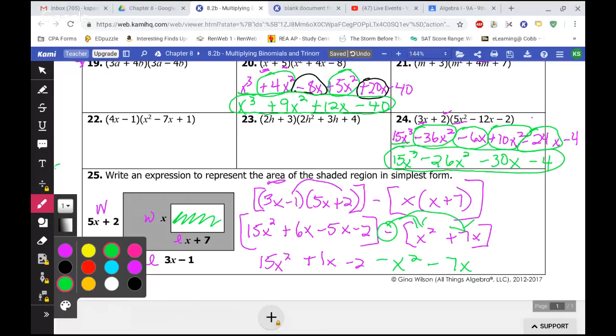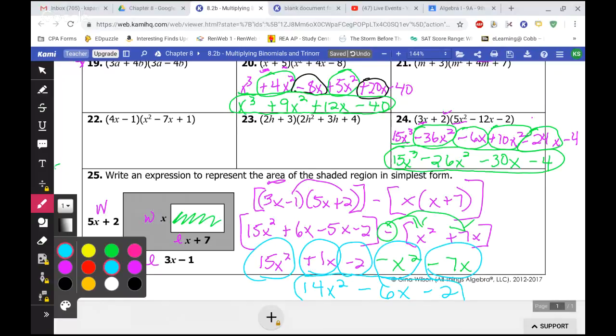And now I want to combine like terms again. So I've got a 15x squared here and a negative x squared there. So that's going to be 14x squared. And I've got a positive 1x and a negative 7x. So that's going to be a minus 6x. And then I only have a negative 2 as a constant left. So that is the final answer for number 25.